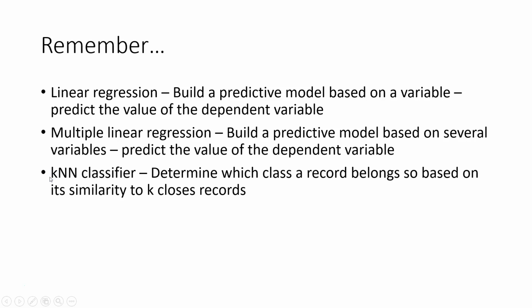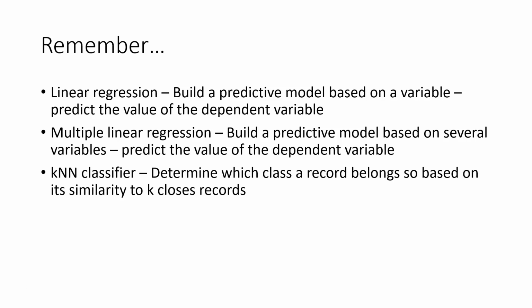Okay, let's go back a little bit. Remember, in linear regression, we built a predictive model based on a single variable. We looked at a variable that we thought was going to be a good match, and we based a predictive model on it that said, when this variable goes up, the dependent variable will go up, and when this variable goes down, the dependent variable will go down. It was a pretty linear relationship, but it was based on a single variable, and so it wasn't very accurate. Then we moved on to multiple linear regression, where we actually looked at multiple variables.